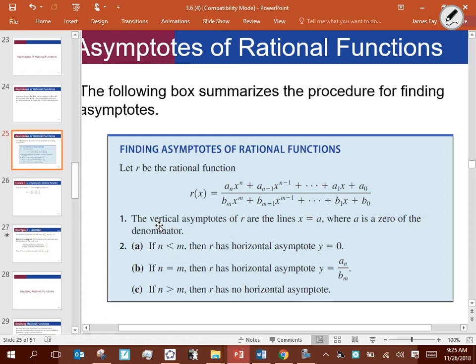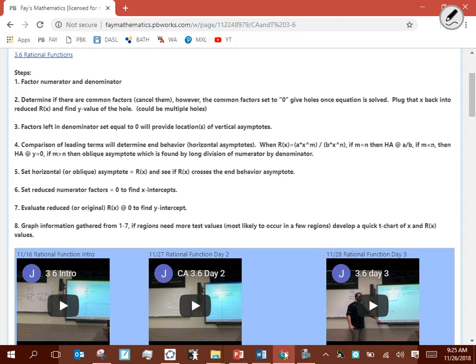Once we do that, there are some rules that we need to abide by. The first thing I always do, guys, and I'll put this up for you, is there are some rules within this PowerPoint. I think they're kind of vague sometimes. This is under section 3.6 on my website. You guys can print that out, you can write down your notes, whatever. The steps for graphing a rational function.